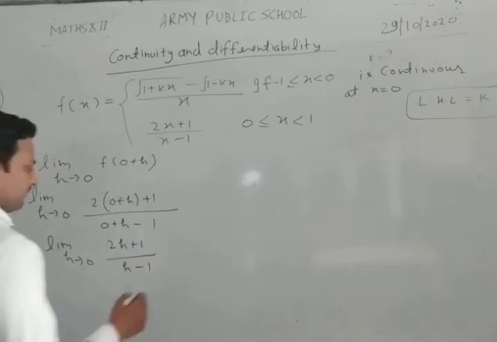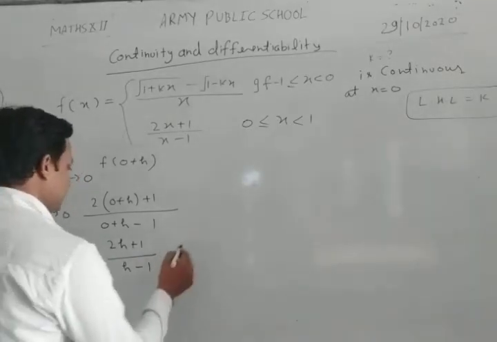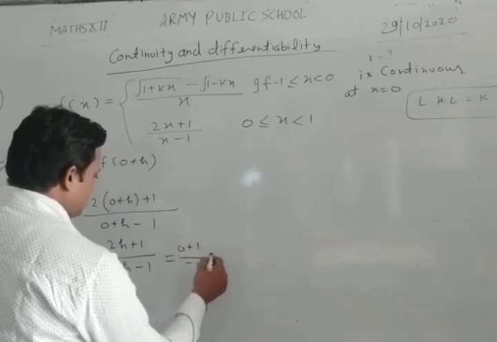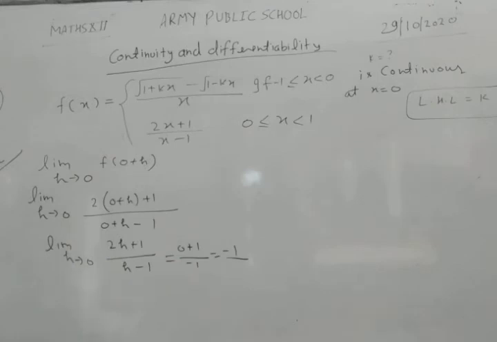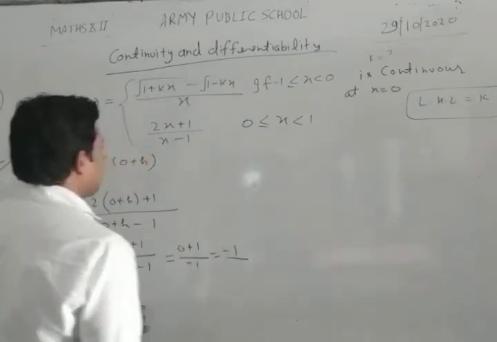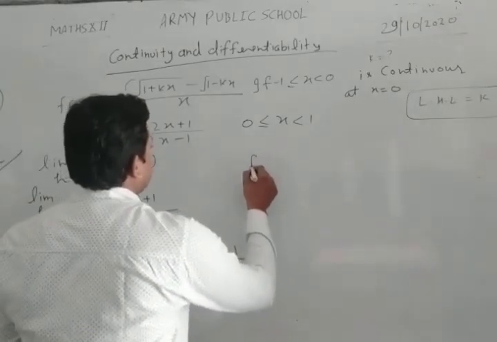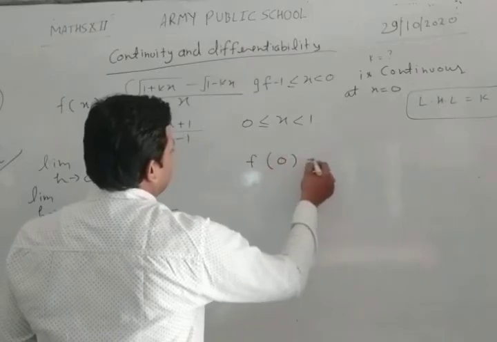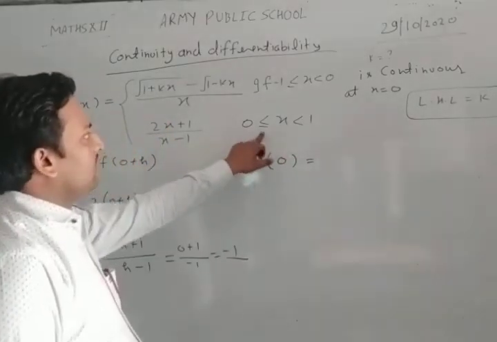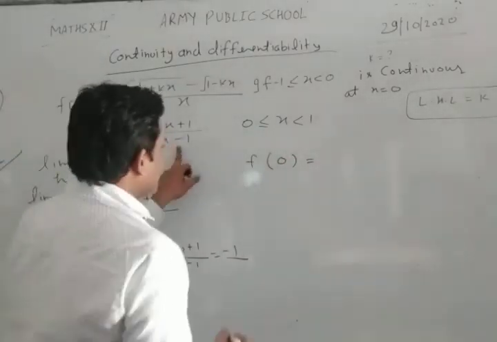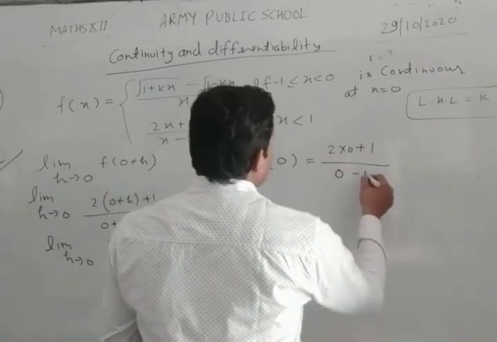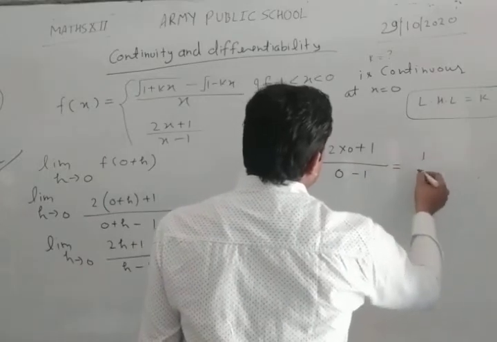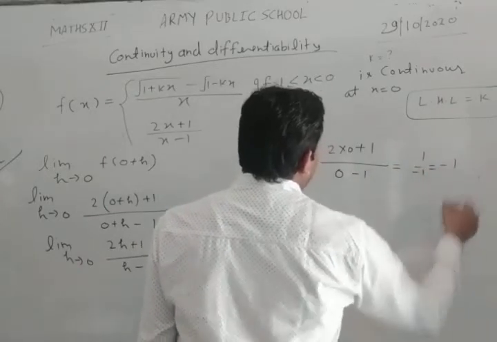Now put the limit here, what do we get? We get 0 plus 1 by minus 1. So we get our right hand limit is minus 1. Now we will find the value of the function at x equal to 0. The function we consider is 2 into 0 plus 1 divided by 0 minus 1. So it will be 1 by minus 1, that will be minus 1.